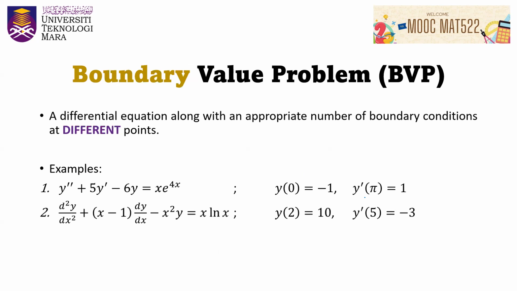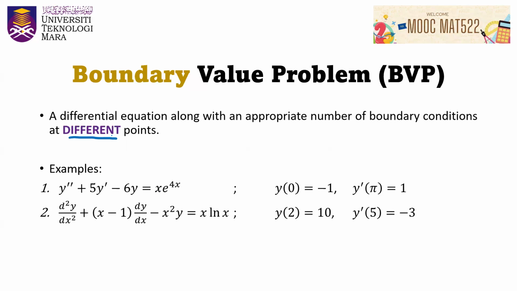On the other hand, a boundary value problem, BVP, is a differential equation along with an appropriate number of boundary conditions at different points. So the keyword here is different points.